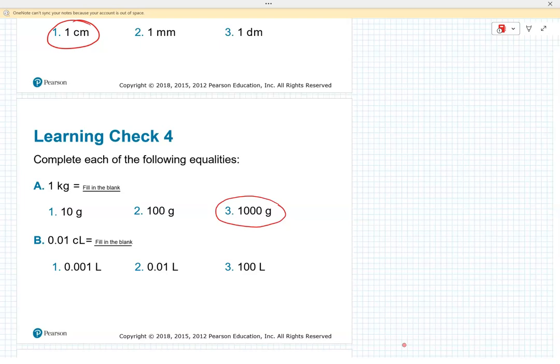Is there a correct answer? Okay. Look at this. Centi is 10 to the negative 2, right? So we have 0.01, 10 multiplied by 10 to the negative 2 liter. There is no right answer. Okay, let me do it again.